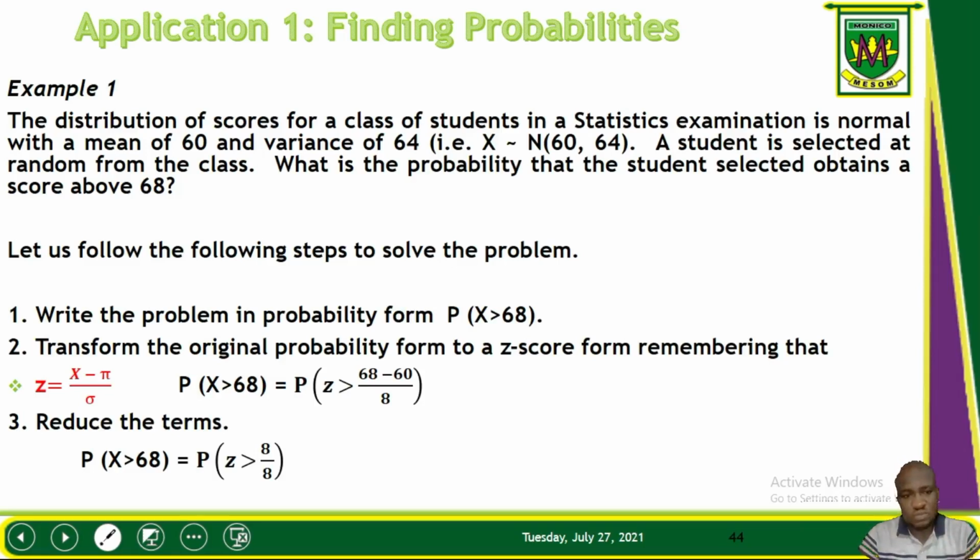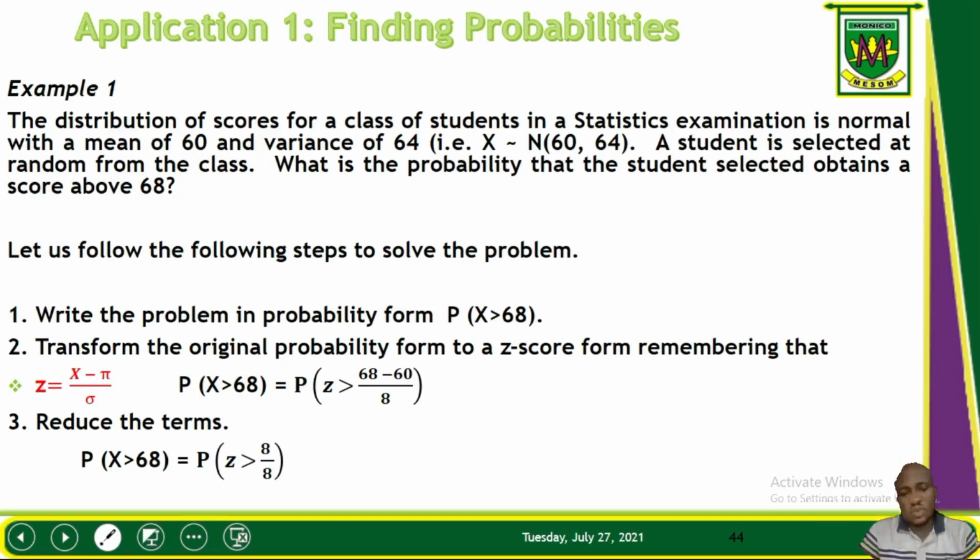So here, the steps that you follow in deriving the probability of a student scoring above 68 have been outlined, and we expect you to follow the steps. But I don't expect you to write the steps when you have been given a question. You only follow the steps to help you understand how you go about it. So don't memorize the steps, don't use them in answering the question, and don't write the steps down as you are answering a question.